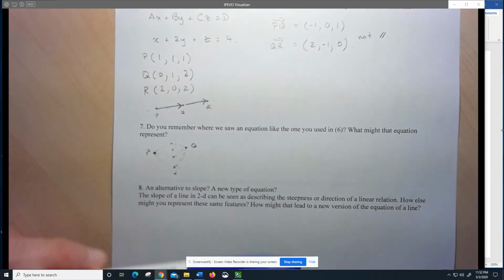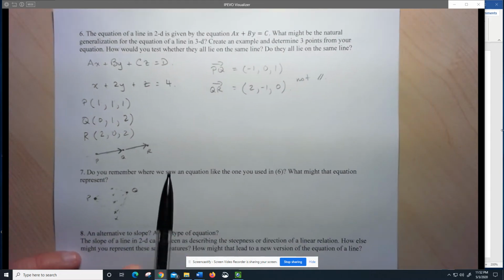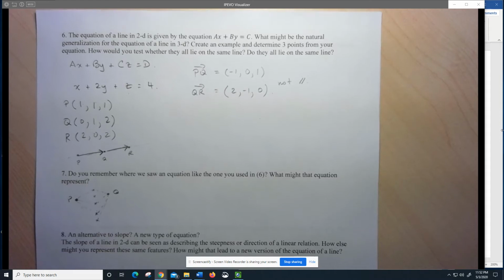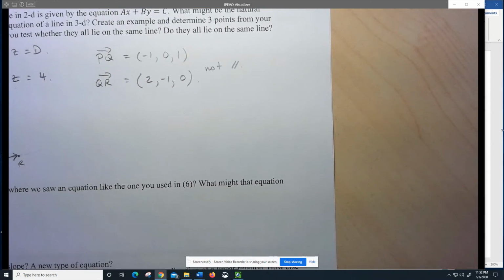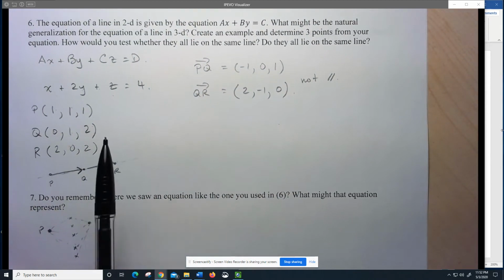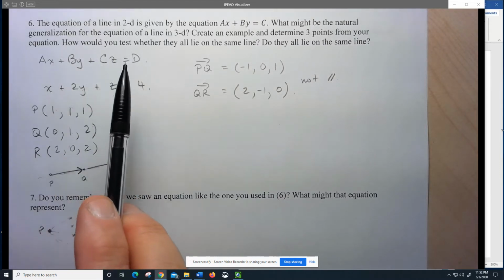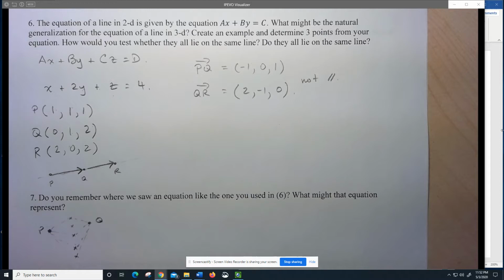All right, so this is already giving us a precursor as to what's to come. That this basic equation that in 2D represents a line, the 3D version is not a line, but it's going to represent a plane. Okay, and this is what we're going to spend a lot of our time on later on.